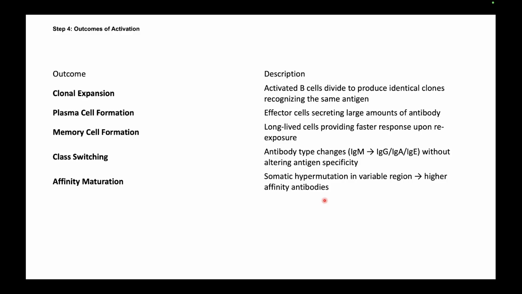Okay, and if due to those mutations the affinity of the antibody is becoming more towards that particular specific antigen, then it is called affinity maturation. Okay, so this is the outcome of the activation of the B cells.